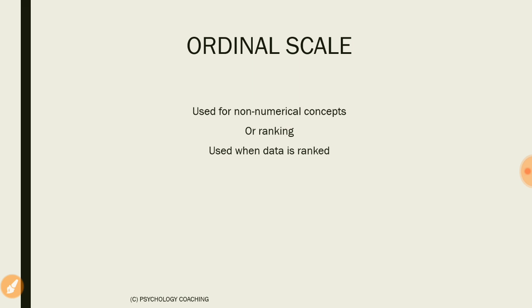The second form of scale is the ordinal scale, which is basically used for non-numerical concepts or ranking. When we use statistical tools like rank correlation, where we rank the data in increasing or decreasing order, we are doing it with the help of the ordinal scale. Both the nominal scale and ordinal scale are used in non-parametric techniques, like rank correlation, Fisher's test, or chi-square. All these are non-parametric tests done under the nominal and ordinal scales.